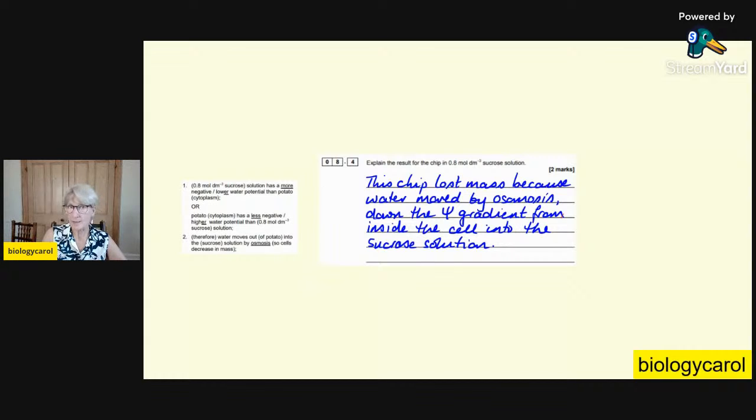Here's the mark scheme. Here's the examiner's comments. I only got one mark. So even though I said down the water potential gradient, this would be my standard answer, I'm going to be honest. Down the water potential gradient rather implies, to say the least, that the inside of the cell has the higher water potential and the sucrose solution has the lower water potential. I still don't get the 2 marks.